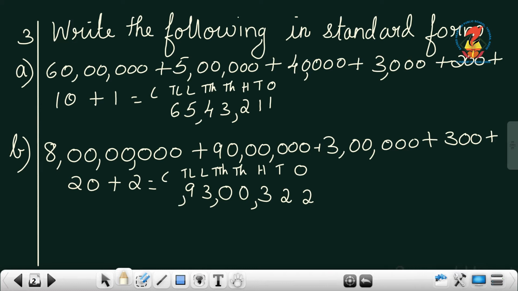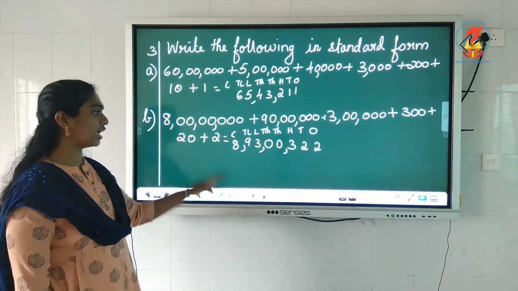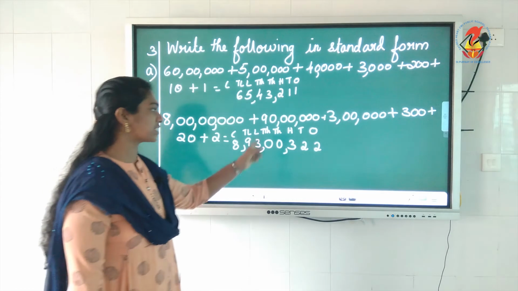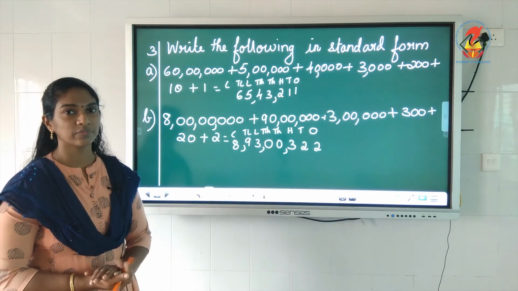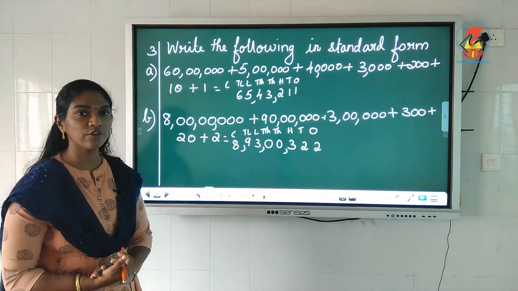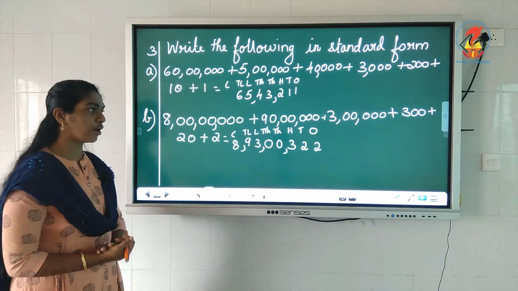Then you have 8 crore. That comes under the crore place. Clear? So 8 crore, 93 lakhs, 322. Thousands period is missing. Clear children? So this is how you write in standard form.